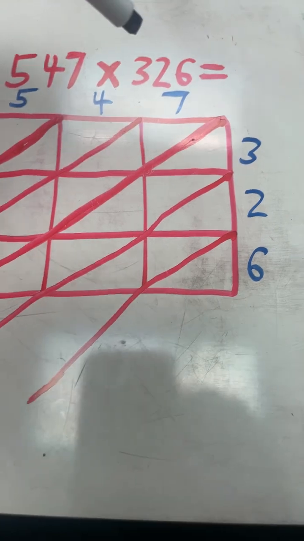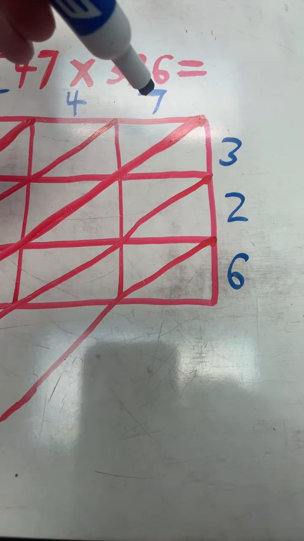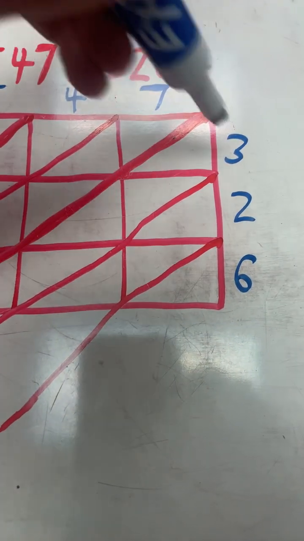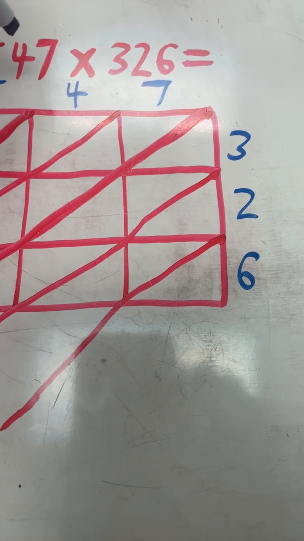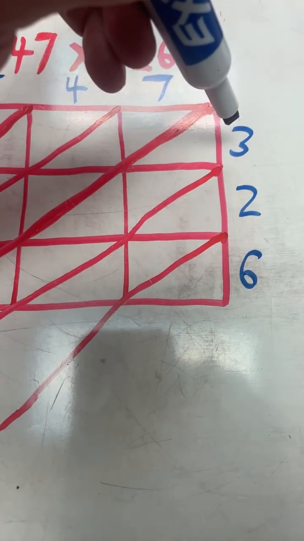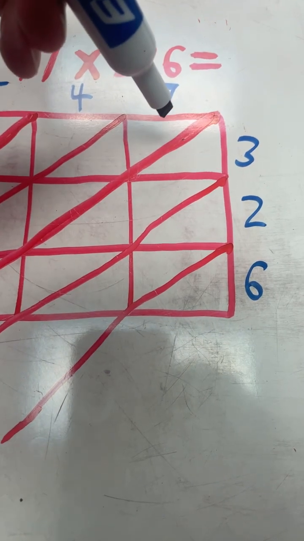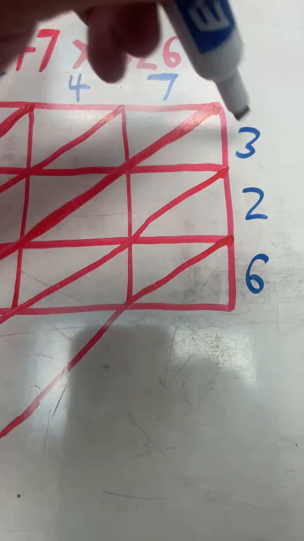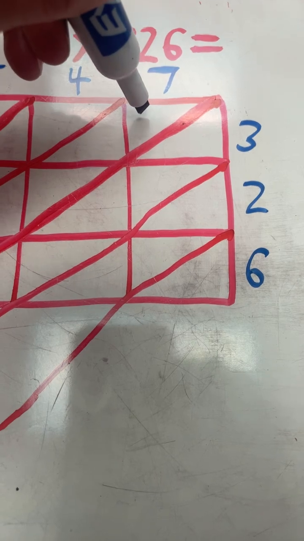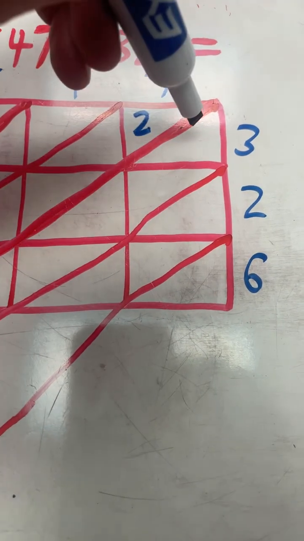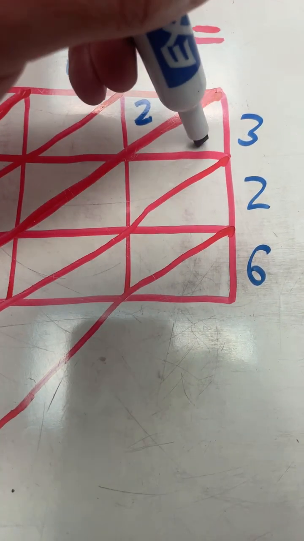So what I'm going to do is I'm going to be multiplying each of the digits together. So 7 times 3, the answer to 7 times 3 is going to go in this square here. And each digit is going to go in a separate triangle. So 7 times 3 equals 21. So I'm going to put a 2 in this triangle and then a 1 in the second triangle here.